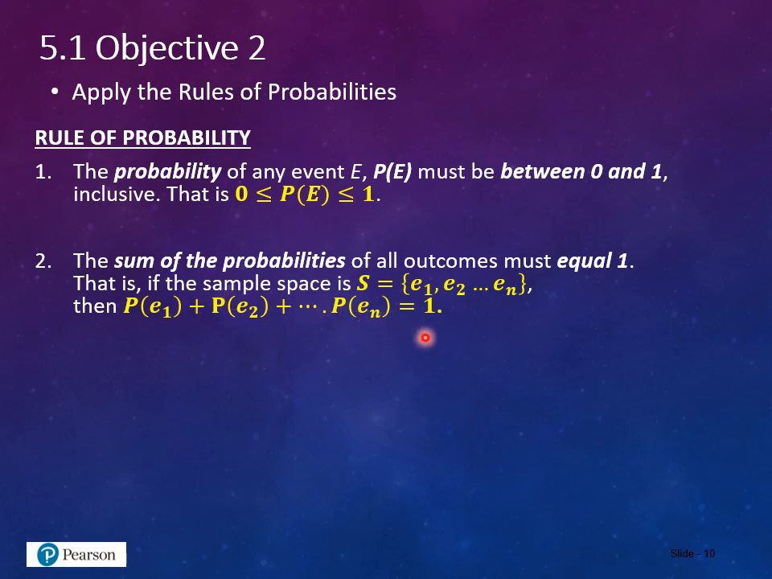So if the sample space has these members in it, E sub 1, E sub 2, through E sub n, then the probability of E sub 1 plus the probability of E sub 2, and so on until we get to E sub n, has to equal 1. In the case of our die experiment, we would say the probability of rolling a 1 plus the probability of rolling a 2 plus the probability of rolling a 3 plus the probability of rolling a 4 plus the probability of rolling a 5 plus the probability of rolling a 6 would equal 1. The sum of the probabilities of all individual outcomes must equal 1.